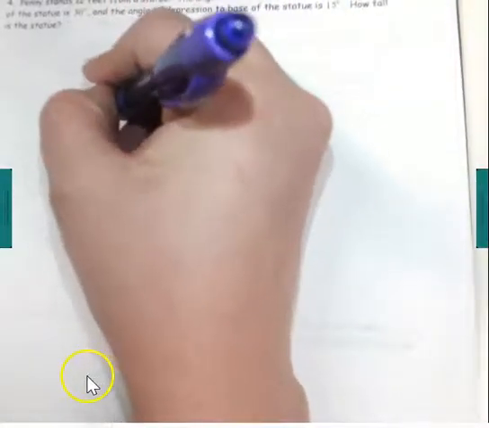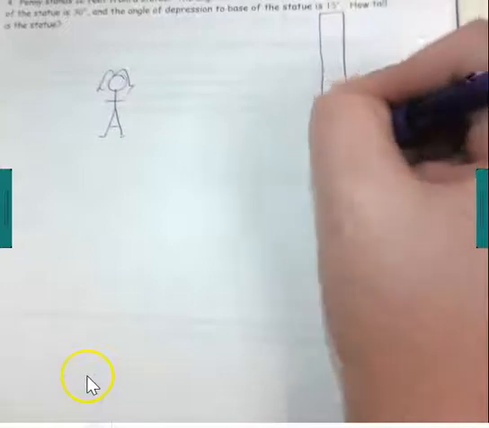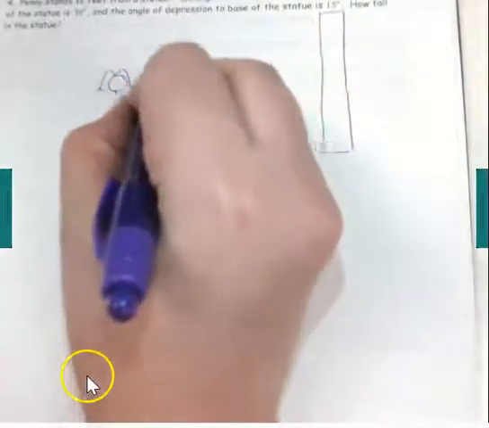Okay, so next question. You have Penny. It says she stands 12 feet from a statue, so we'll put Penny right here. Then here's the statue. Okay, then it says that she's looking at the statue, but she's 12 feet away.